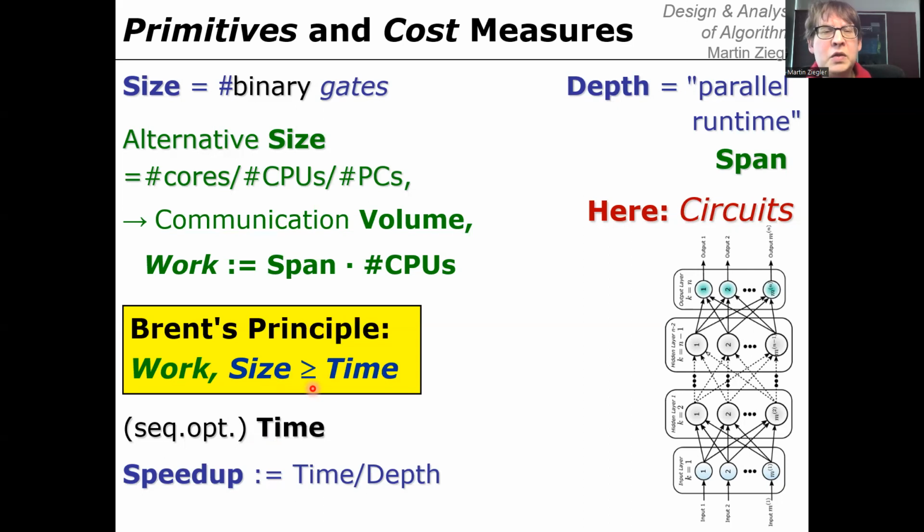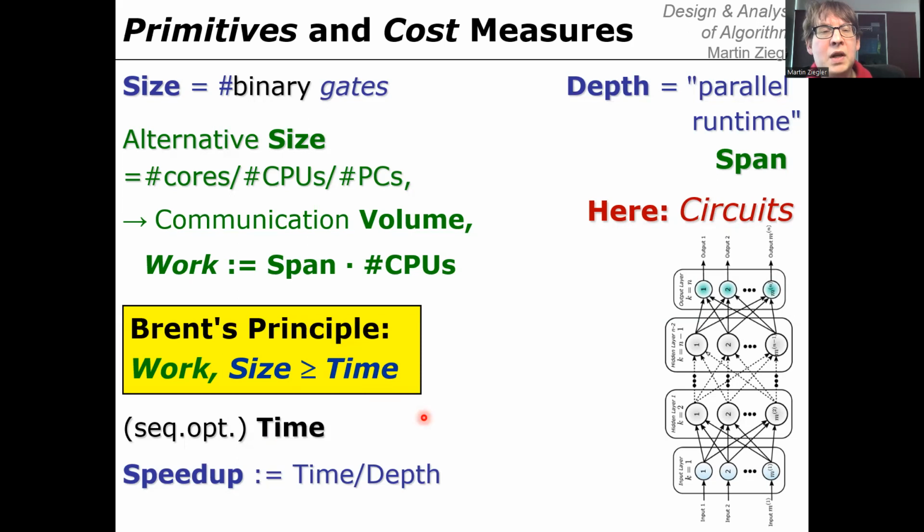Remember, one of the virtues of computer science was not only to devise and analyze algorithms, but also to prove them optimal. We proved, for example, comparison-based sorting to be optimal with running time n log n. Now, how can we prove a parallel algorithm to be optimal? Here, Brent's principle allows us to do that. For example, if we were to devise and analyze a parallel algorithm for sorting whose work is n log n, then we know from Brent's principle that this is asymptotically optimal, because then this inequality becomes at least an asymptotic equality compared to the n log n for the optimal sequential algorithm.